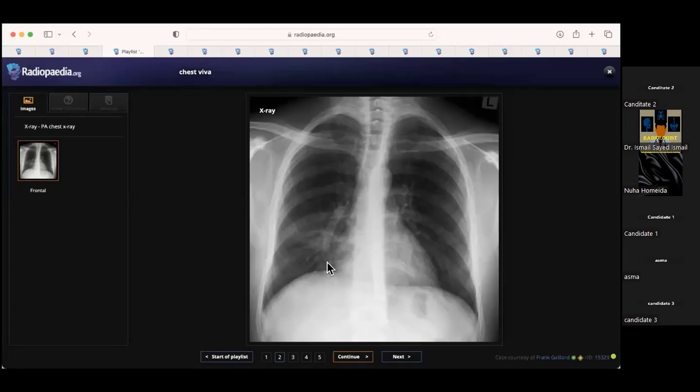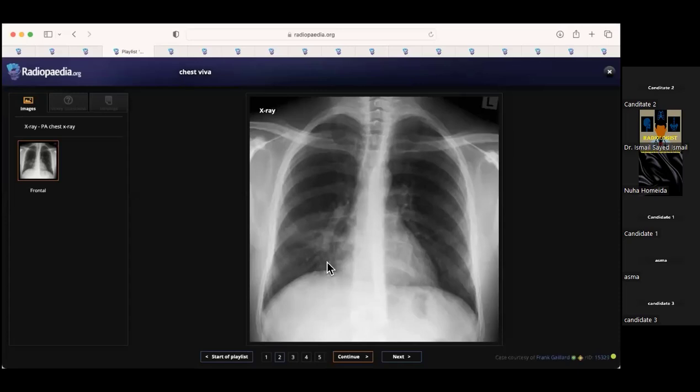And how would you differentiate? Anything else you would want to consider, an important negative when you see an irregular or ill-defined right heart border? So you'd have three differentials. What is the third one? The pectus excavatum. Yes, very well done. So these are your three: right middle lobe consolidation or collapse, or pectus.